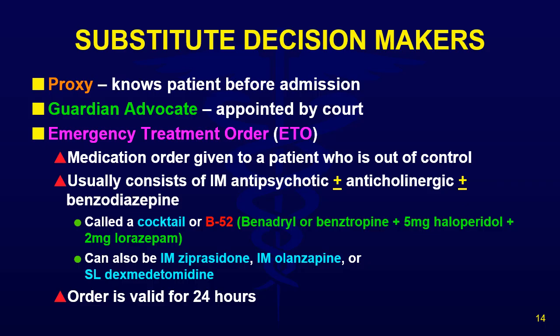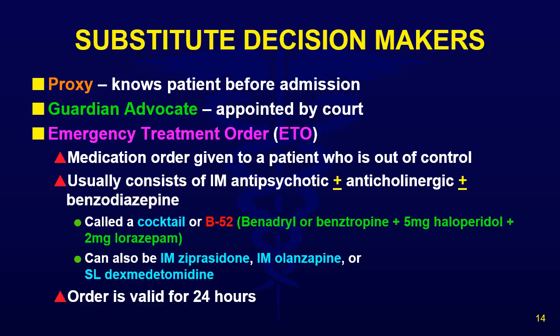Before the court sees the patient, only a proxy can give consent for medications. A proxy is a family member or friend who knows the patient from before the hospitalization. When the patient goes to court, the judge will decide if they are competent to consent for their own medications or not. If the patient is considered not competent, the judge will appoint someone called a guardian advocate.